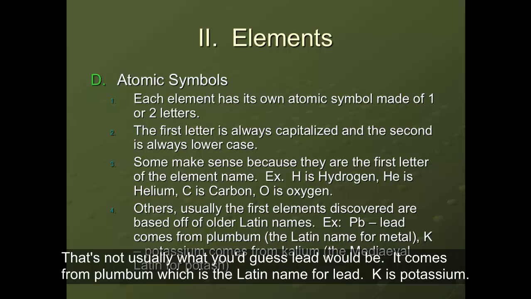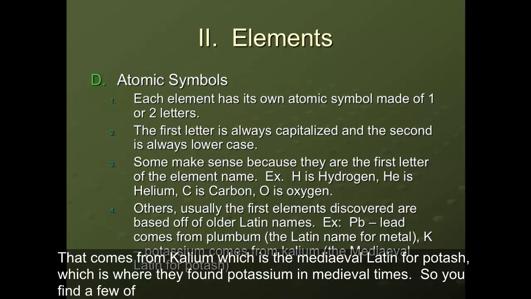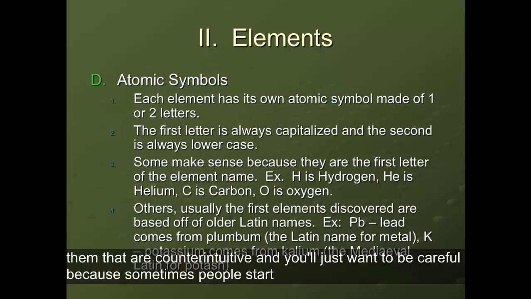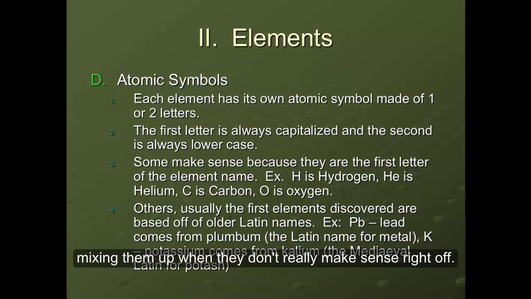That's not usually what you'd guess lead would be, but it comes from plumbum, which is the Latin name for lead. K is potassium. That comes from kalium, which is the medieval Latin for potash, which is where they found potassium in medieval times. So you'll find a few of them that are counterintuitive, and you'll just want to be careful because sometimes people start mixing them up when they don't really make sense right off.